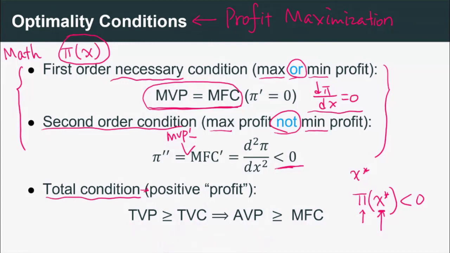And as I mentioned before, in this course, in most cases, when you solve the first order condition, you will find there's only one point which satisfies the MVP equals MFC condition. And usually the function I give you already indicates that it will be a maximized profit point. However, it's a good habit to check the second derivative. And if you do find there are 2 points which satisfy the first order condition, then you definitely should check the second order condition.